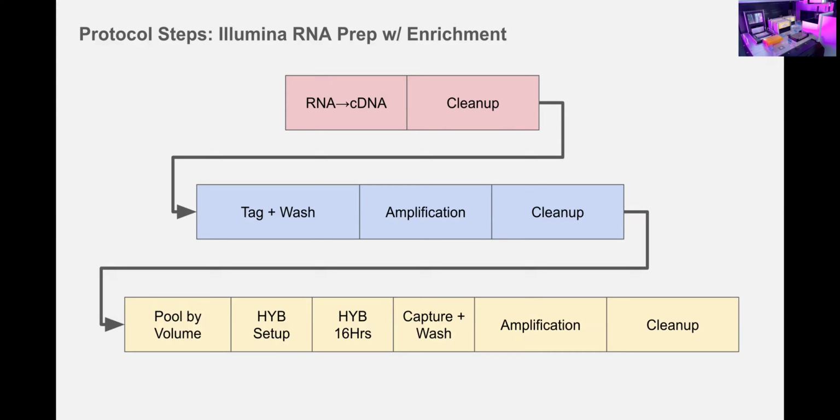As we go through the red and the blue sections, we're dealing with each sample independently. It's still in a 96 well format. But after the pooling by volume, the throughput reduces. If you're doing the RNA prep, which we were doing, everything is pooled by 3. So you go from 96 samples down to 32 pools, which is 4 columns.